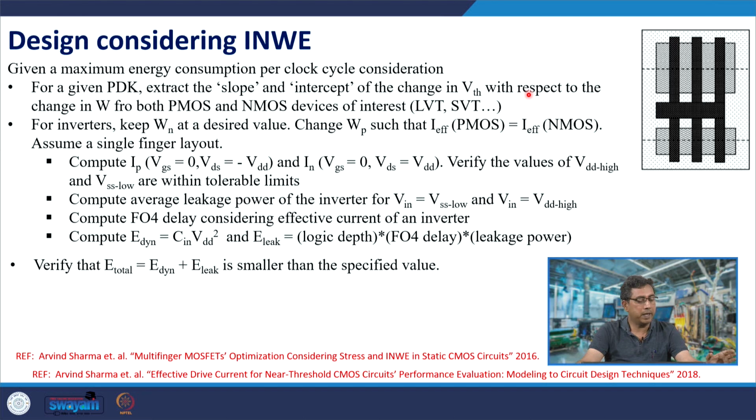Suppose you have been given a maximum energy consumption per clock cycle per operation which you can bear. This is the maximum energy consumption per clock cycle which should happen in your low voltage or near threshold circuit, and you know the logic depth. For the path, you know the maximum energy consumption and the logic depth, so per stage you can estimate the maximum energy consumption. You should not consume more than a certain energy per clock cycle. Within that constraint, you maximize the speed. That is the requirement given.